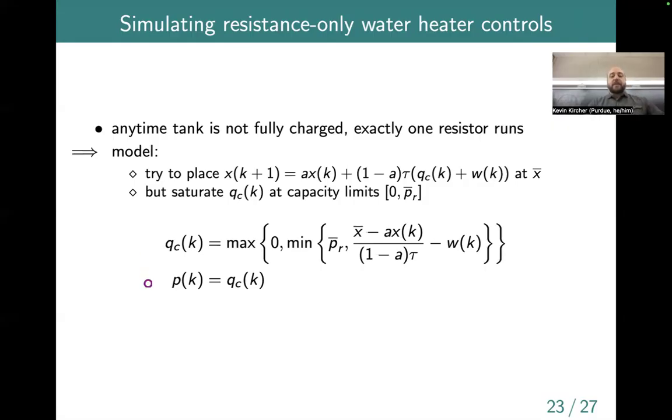So these are basically the things that you will code in your homework, I believe. Anyway, these are equations that do that logic in a clean and mathematical way. And here we set the electric power equal to the thermal power that we deliver, because for a resistance water heater, the efficiency is basically 1.